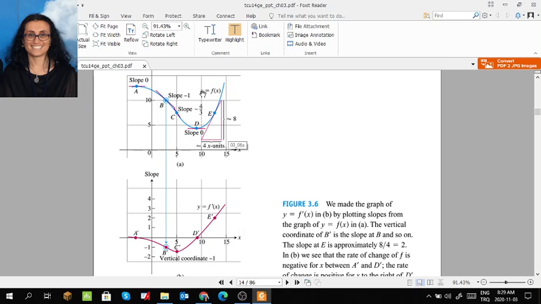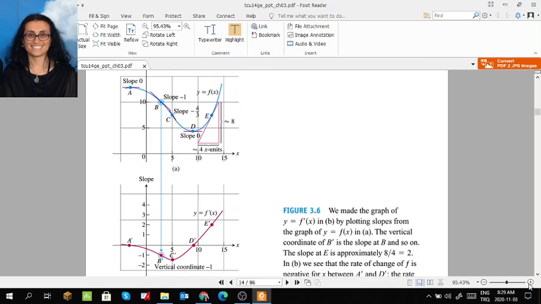I want you to see the difference between these two graphs. The first graph is the graph of f, y equals f of x. Okay, let me make it a little bit bigger. The second graph is y equals f prime. So by looking at the graph of f, you can draw the graph of the derivative function. So how would you do that?